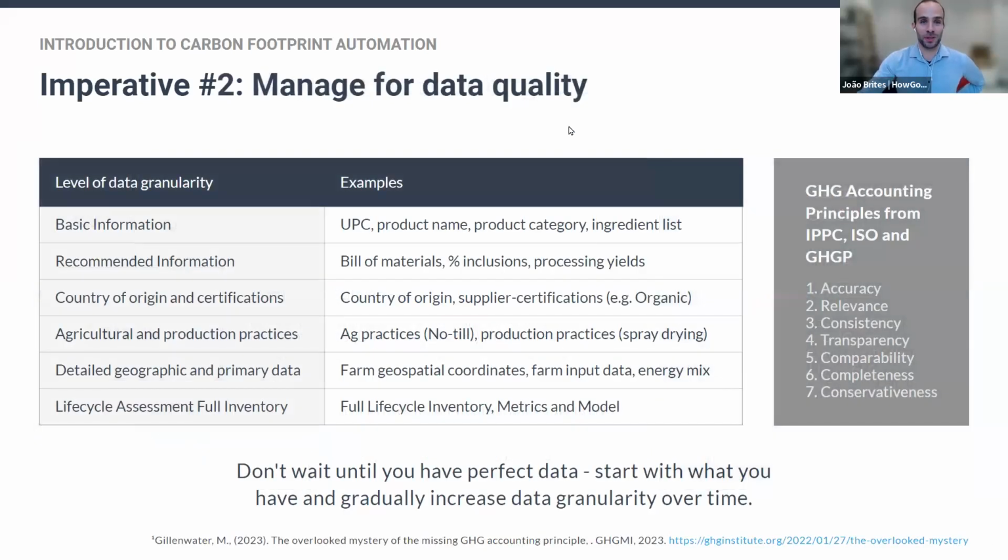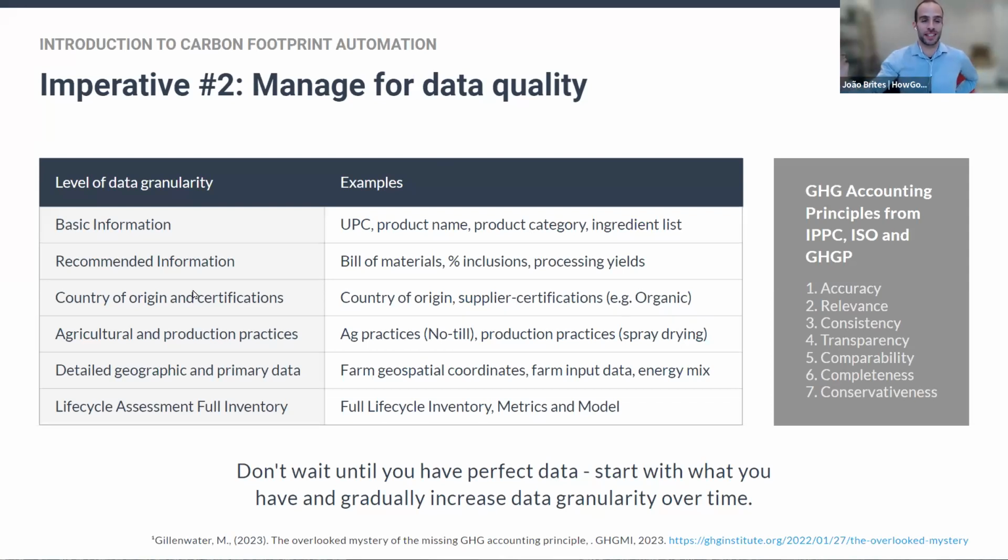Now, imperative number two is to really make sure that you manage for data quality. The way we think about data quality here at HowGood is by looking at how granular the data is. Here you can see on the left-hand side how we evaluate data granularity. At the most basic level, we're going to be searching for basic information: the UPC, the name of the product, the category, the ingredient list, something you can find on the pack or an ingredient label.